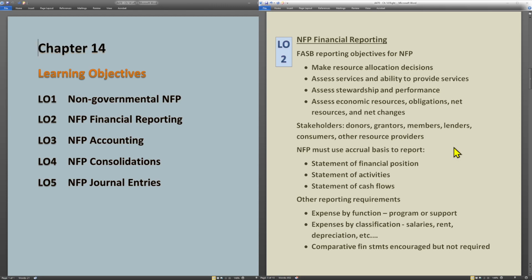Sometimes there are comparative financial statements. They're encouraged but not required. And therefore, I don't think in the examples that we have I have a set of comparative statements, although you can find them.